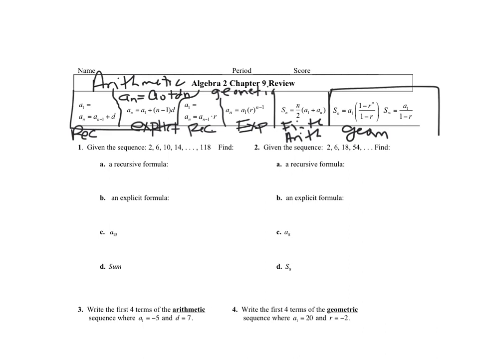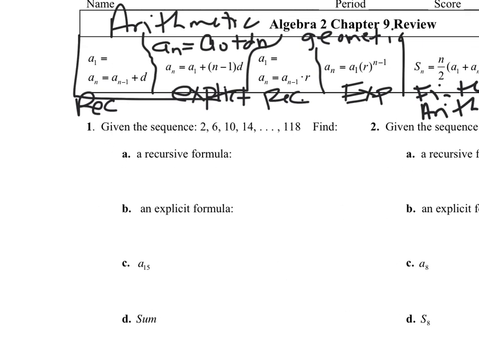So number 1, it says, given the sequence 2, 6, 10, 14, and so on, find a recursive formula. So this brings us back to that first quiz. First of all, you need to decide what's happening here. What is happening between terms here? What are we doing? Adding 4. Perfect. So for this one, we are adding 4 each time, and so our common difference is positive 4.